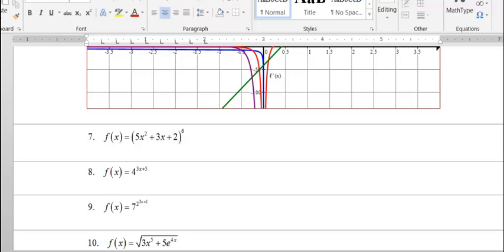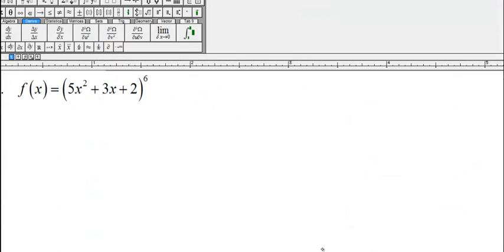Alright, let's take a look at the next example here. In this particular one, as we've been doing in this entire series, we're going to be taking a function. In this case it's a quadratic polynomial that we're raising to the sixth power, and we want to take its derivative, its first derivative, and also the second derivative.